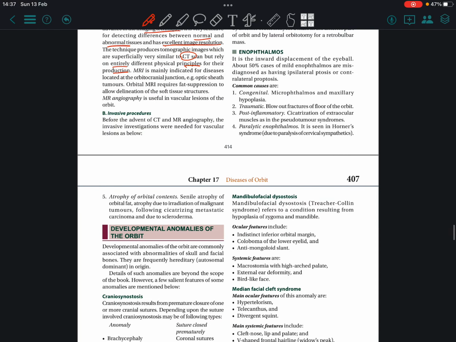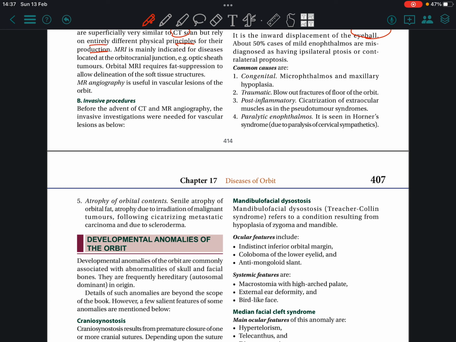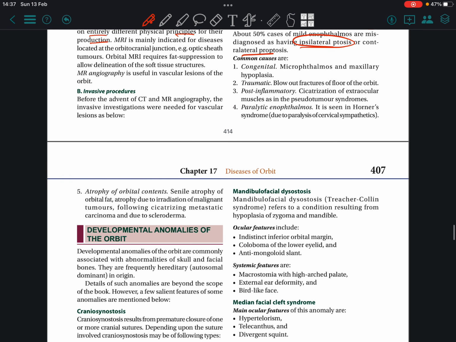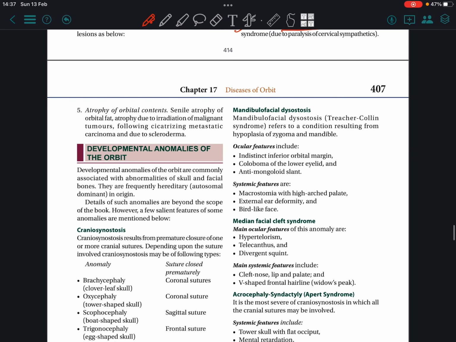Enophthalmos is inward displacement of the eyeball. In 50% of cases, mild enophthalmos is misdiagnosed as ipsilateral ptosis or contralateral proptosis. Causes: congenital, macrophthalmos, maxillary hypoplasia, traumatic, post-inflammatory, paralytic enophthalmos, atrophy of orbital contents.